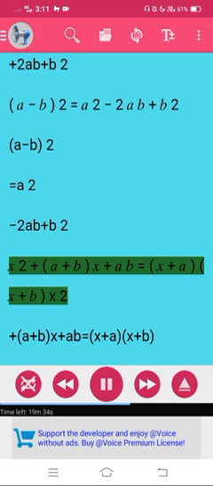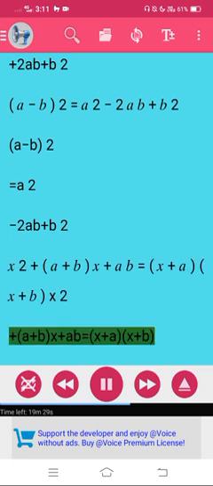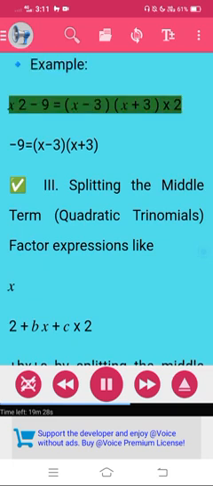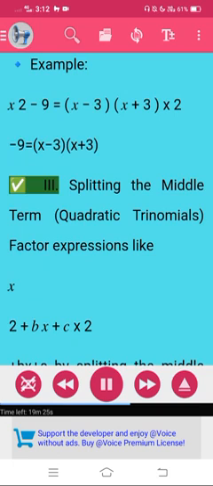x² + (a + b)x + ab = (x + a)(x + b). Example: x² − 9 = (x − 3)(x + 3). Number 3: Splitting the middle term.